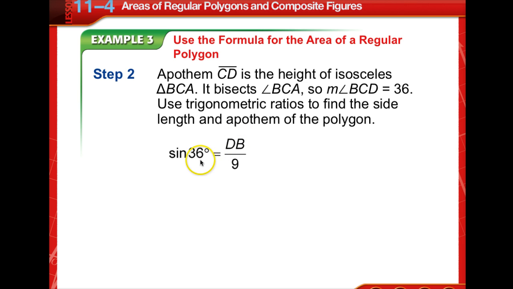We're going to use sine because we have the opposite and the hypotenuse of 36. That will give us the measure of the side length. And cosine of 36 is the adjacent over the hypotenuse. That's going to give us the apothem. Of course, remember, you multiply both sides by 9. Same here.